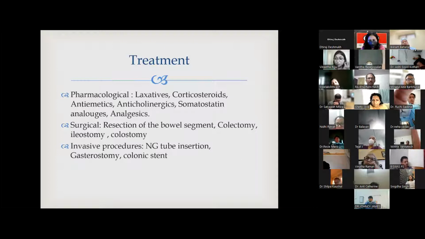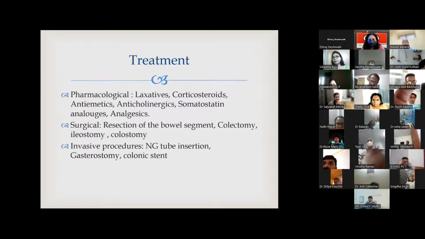And corticosteroids like dexamethasone. Now, dexamethasone, generally, I prescribe a dose of 24 milligrams IV once daily for about 4 days for my patients who present with malignant bowel obstruction. And I check for the relief of symptoms.